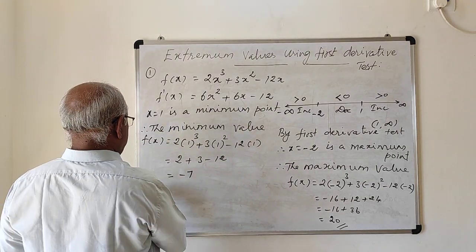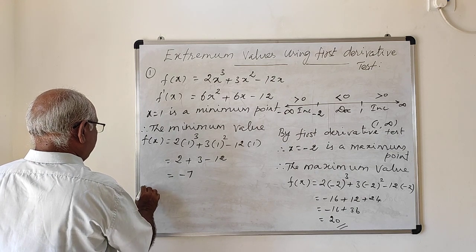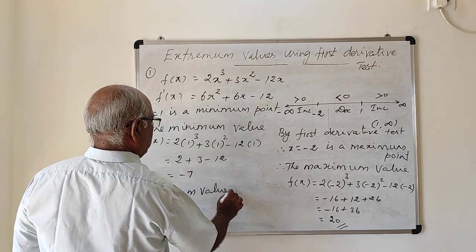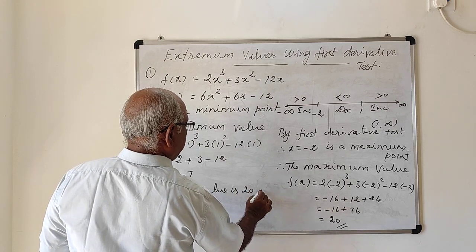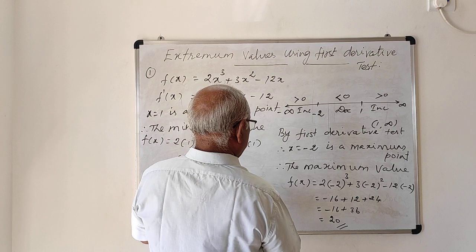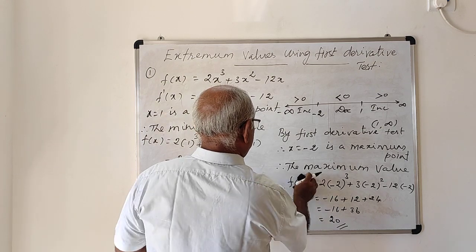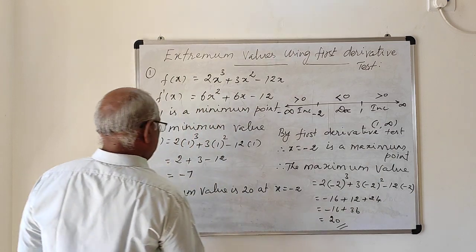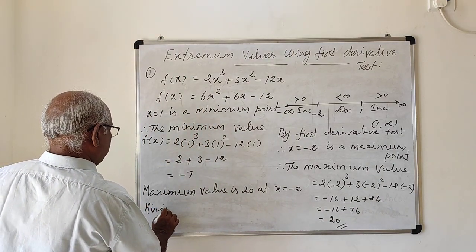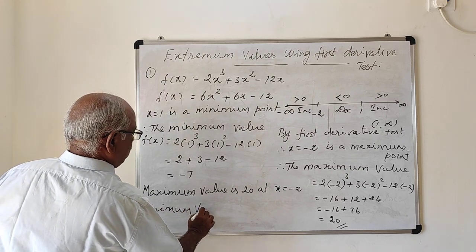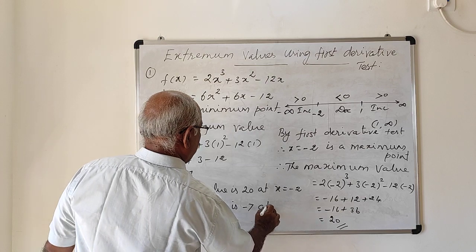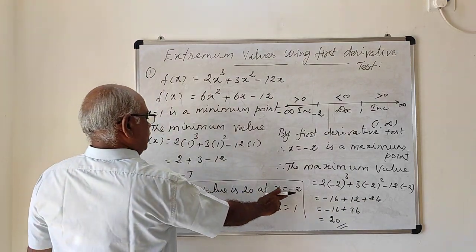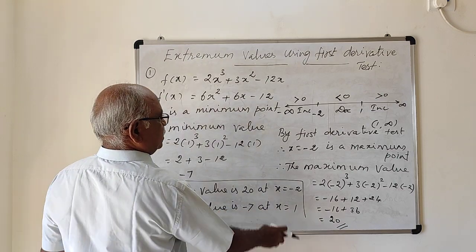So therefore the answer is: maximum value of f of x is 20 at x equal to minus 2. Minimum value is minus 7 at x equal to 1. That's all about the problem.